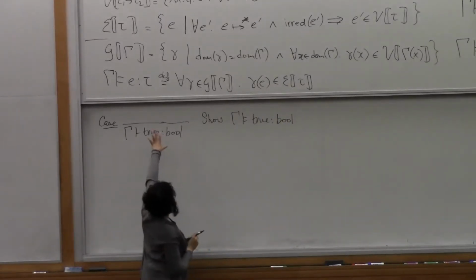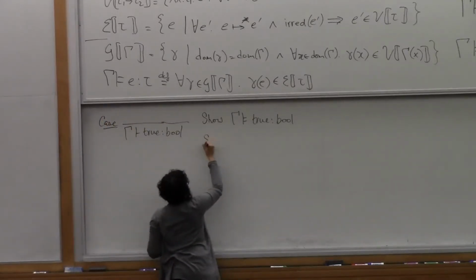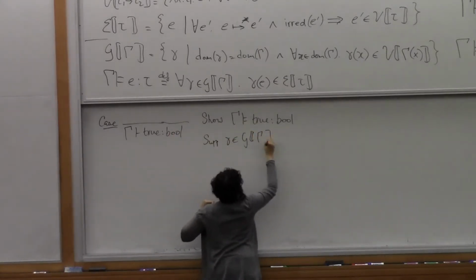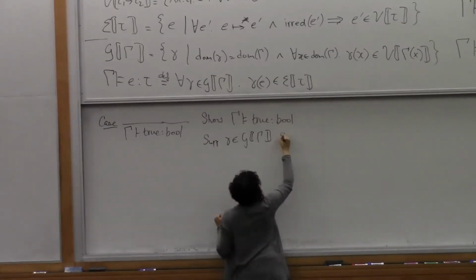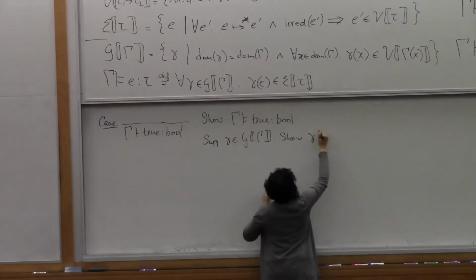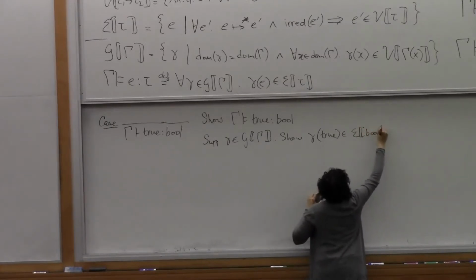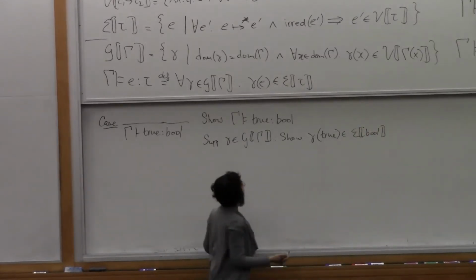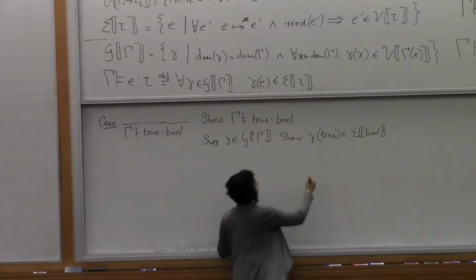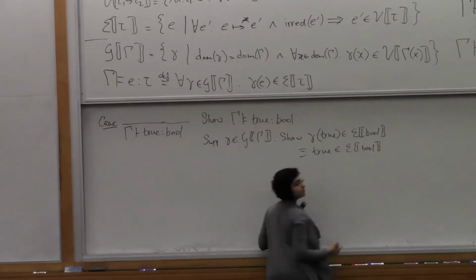All right? So let's just unwind the definitions. What do we have to do? We have to show this. Therefore, we say, suppose that we're given a gamma in G of Gamma, right? We have to show that gamma applied to E, which in this case is true, behaves like an expression of type bool, right? Okay. Again, gamma applied to true is just true because true is closed, right? So this is equivalent to showing that true behaves like an expression of type bool.